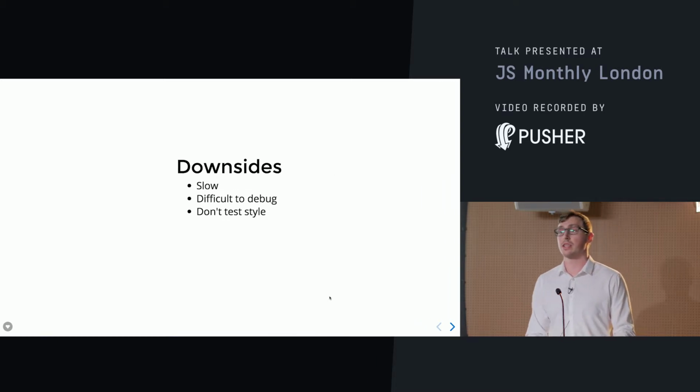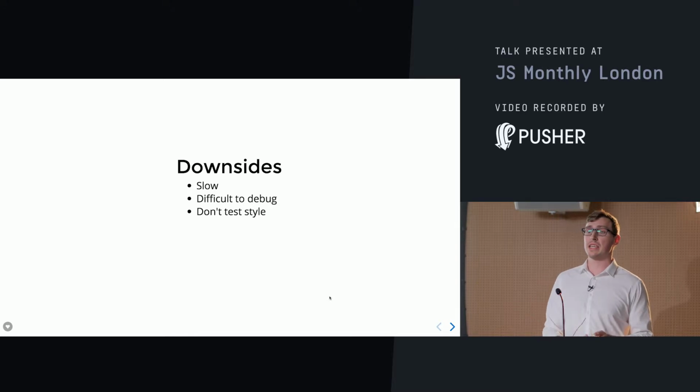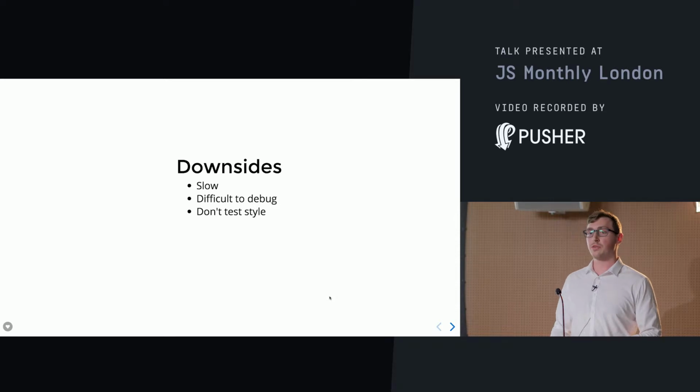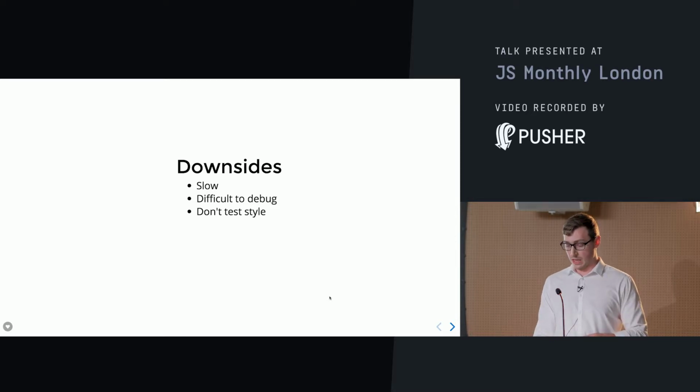But there's some downsides. They're slow. If you've got a large set of end-to-end tests, like we have at the BBC, they could take anywhere from 20 to 40 minutes to run. This leads to a very slow iteration between your development and your actual feedback from the tests. Also, if one does fail, it's difficult to debug it. If it's running on a server in the cloud and you get a failed test back, you're going to have to start up the browser yourself, open up the test, and go through the user journey yourself, which takes several minutes. And also, they don't test style.